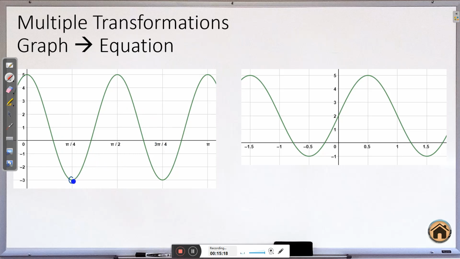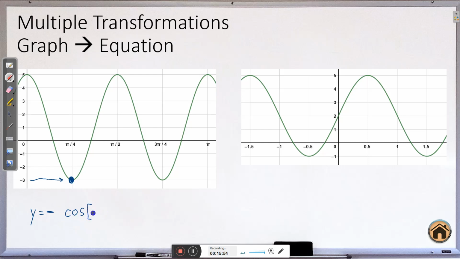Let's call this down here our starting point. So as soon as I choose that, I see my phase shift. This has been moved to the right pi over 4 units. We're starting at the bottom, so I know it will be a negative cosine. And then I need to find my amplitude, period, and all that good stuff. So let's first start filling this out. I know this equation is y equals negative, because we're starting at the bottom, cosine, again because we're starting at the bottom.